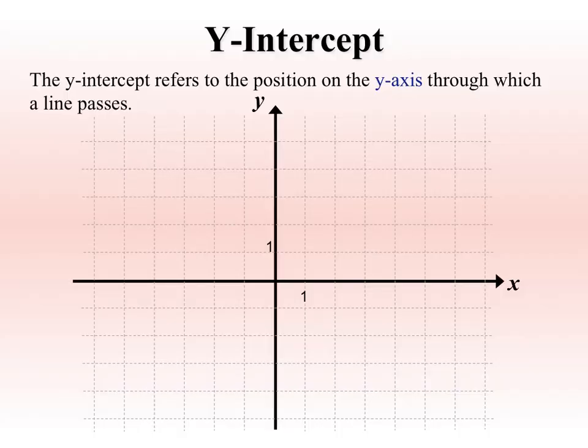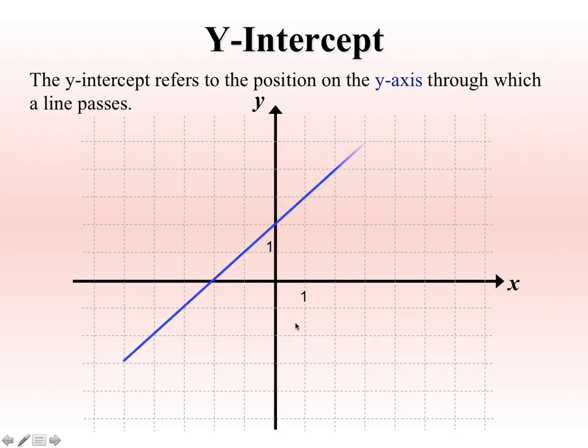And the very first idea, what exactly is a y-intercept? Well, it refers to the position on the y-axis through which a line passes. You remember your x-axis, that's your xylophone, left and right. Your y-axis is the yo-yo, up and down, right? And here we see we've got a scale. It's telling us each box is worth 1. This is telling us on the y-axis, this 1 here is telling us that each of these boxes is worth 1.